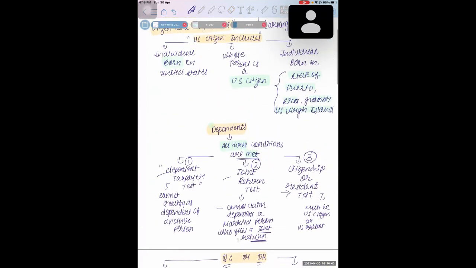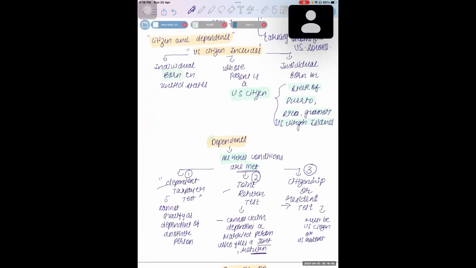Can anyone claim a dependent in MFJ? Yes, you can. Let's say Mr. A and Mrs. A are there. They both are filing an MFJ return. Now they have one child. So this child can be claimed as a dependent on their MFJ return. So anyone can claim.